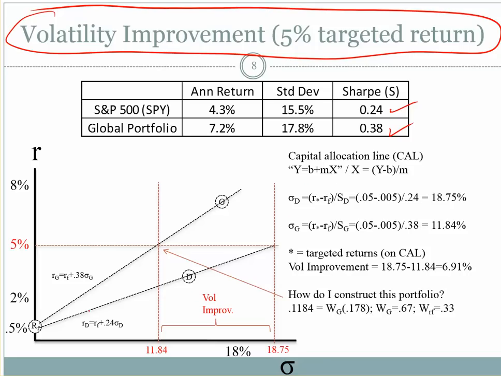volatility improvement. So again, here are our two portfolios. Here's our domestic portfolio. Here's our global portfolio. If we combine global and risk-free rate, we get along this line. If we combine domestic portfolio and risk-free assets, we get along this line. So in this problem, we're looking at what if we desire a 5% return.